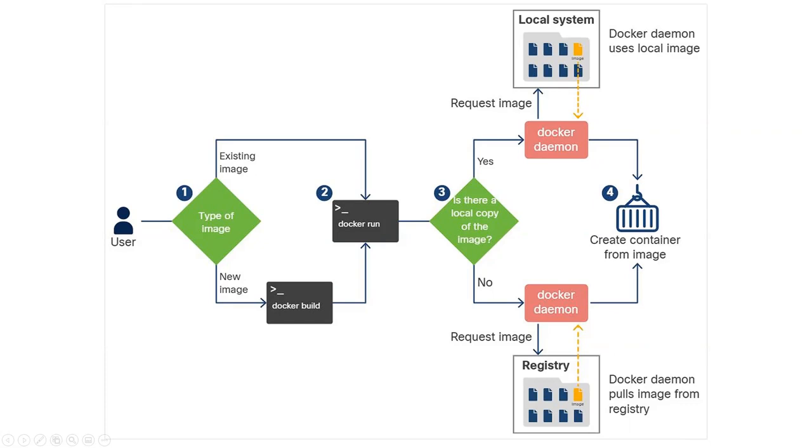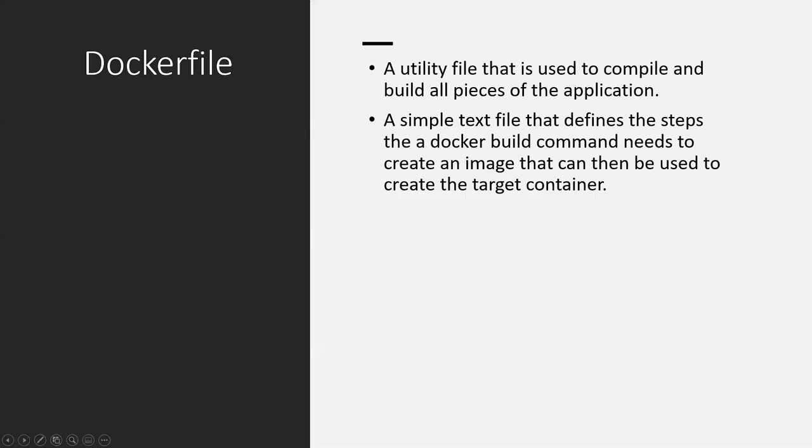As you can see, if you're going to create a container-based deployment of a sample application, you're going to have to create an image. To do that, you need a Dockerfile. So let's discuss the Dockerfile. A Dockerfile is a utility file that is used to compile and build all pieces of the application. It is a simple text file that defines the steps that the docker build command needs to create an image that can be used to create the target container.